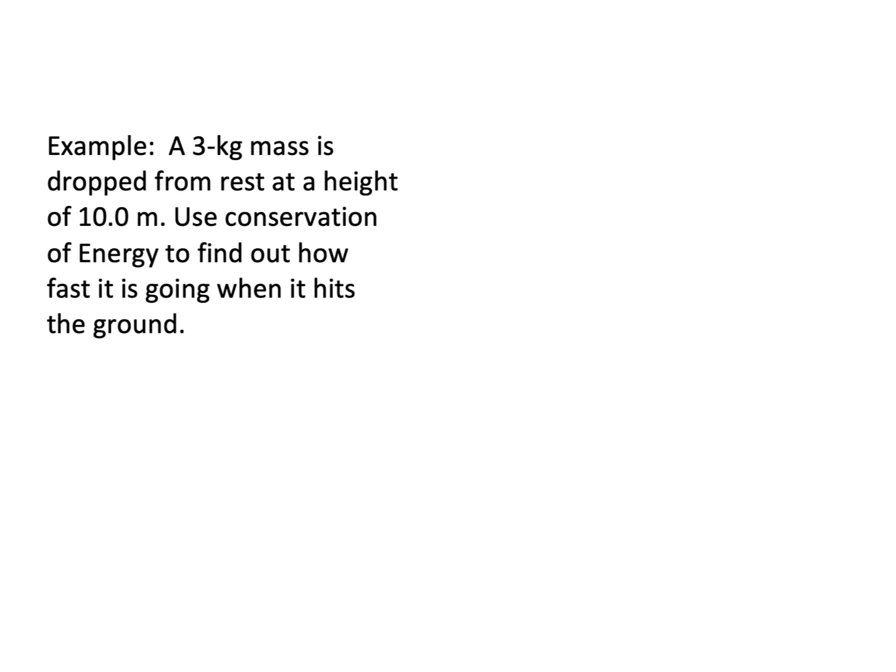Here's our example. It's a 3 kilogram mass. It's dropped from rest. That means the initial velocity is 0 at a height of 10 meters. We're going to use conservation of energy to find out how fast it's going when it hits the ground. All right, I've drawn my mass here. It's going to fall some height, h, and I've got its initial position and its final position here.